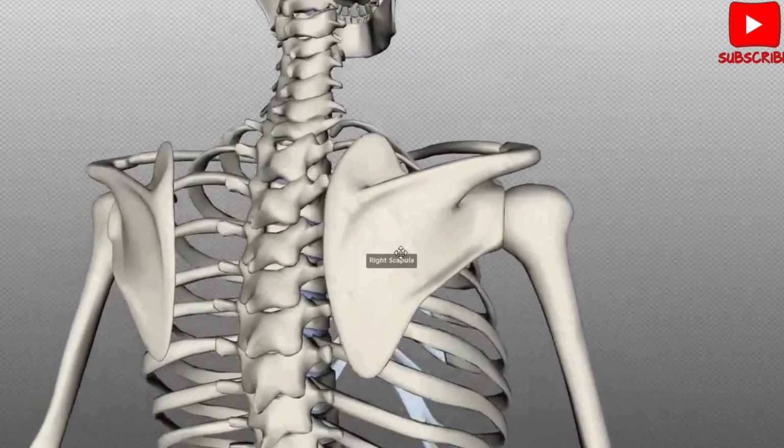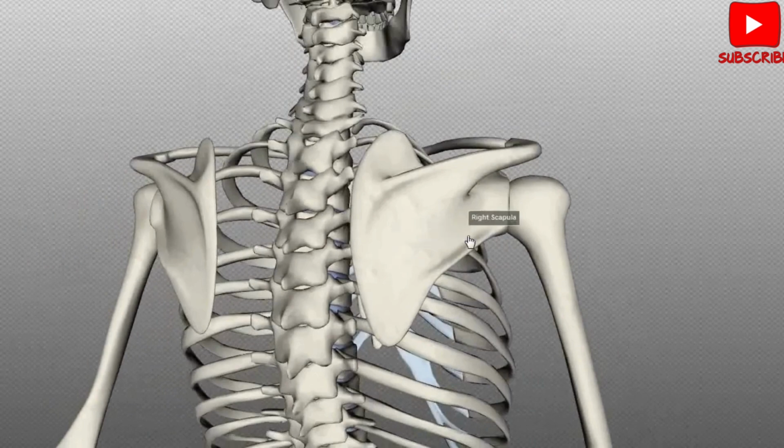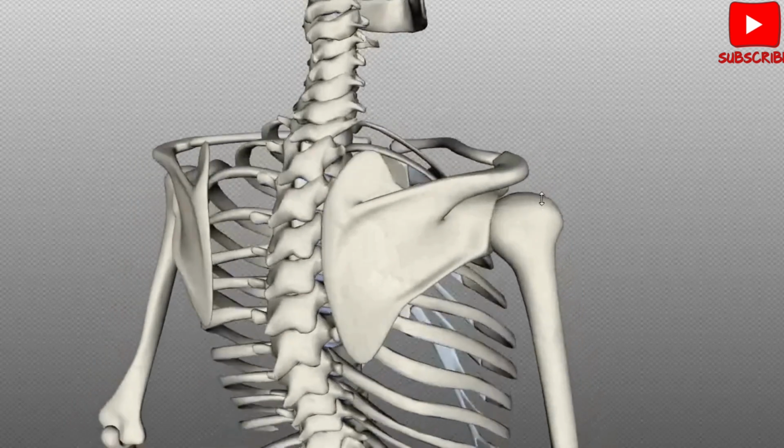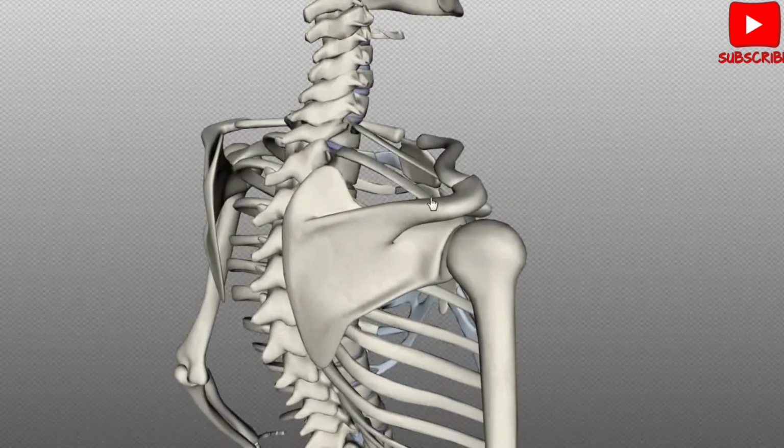So the scapula is this flat bone that sits on the back, and it serves as a point of attachment for many muscles. You've got two angles: the superior angle at the top and an inferior angle here at the bottom. You've got three borders: a medial border, a lateral border, and a superior border. And you've got three processes. You've got the spine of the scapula, so the spinous process.